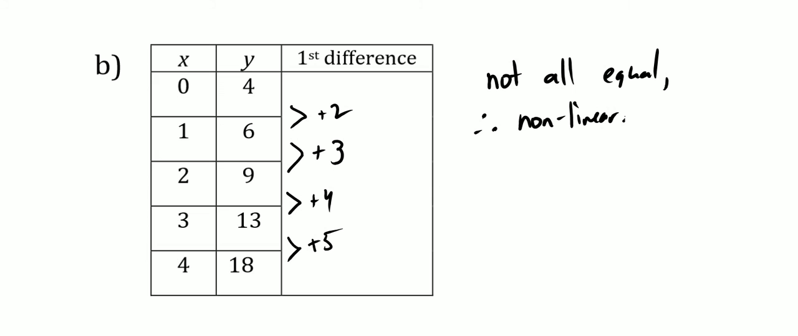Are they all the same? But there's a pattern, right? Pattern doesn't matter. I mean, it does mean something, but for us, the pattern doesn't matter. Not all equal. Therefore, non-linear. Are we okay with that?